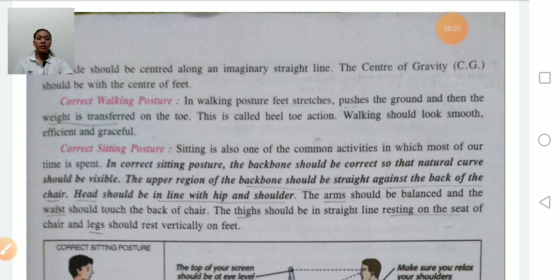Walking should look smooth, efficient and graceful. How will you walk correctly? Your feet should be straight. Next, push the ground and then transfer the weight on the toe.